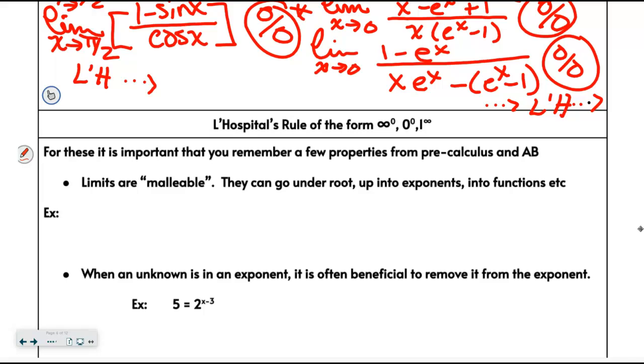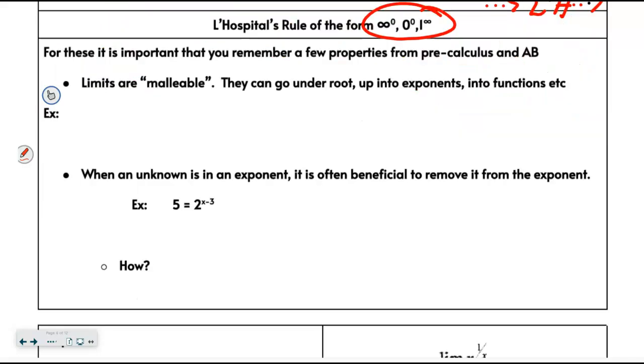Now it's going to get a little complicated. Were you good on those two, though? Those are pretty straightforward. Now it's these other guys. The first one was when we had infinity times zeros. The second one was when we were subtracting them. This is when we're raising to a power. And there's some stuff that you need to remember from other parts of our class in pre-calc. First of all, limits are super, what I call, malleable.